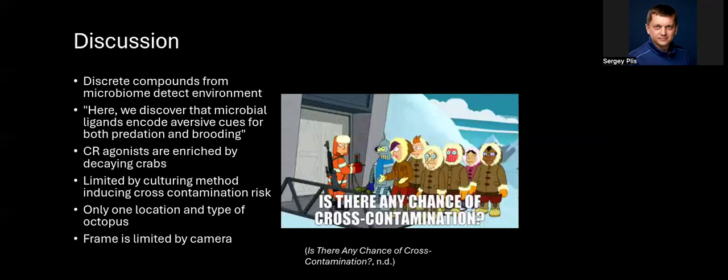Then in their discussion, they basically say that discrete compounds from the microbiome are indeed interacting to detect the environment. They say, specifically and verbatim, "here we discovered the microbial ligands encode diverse cues for both predation and brooding." So, positive results, which is pretty straightforward. They also said that the CR agonists they're looking at with the ion receptors are enriched, and they note that their conclusion is based on the one group's reaction to the decaying crabs.